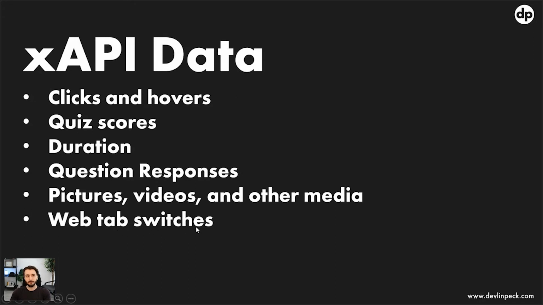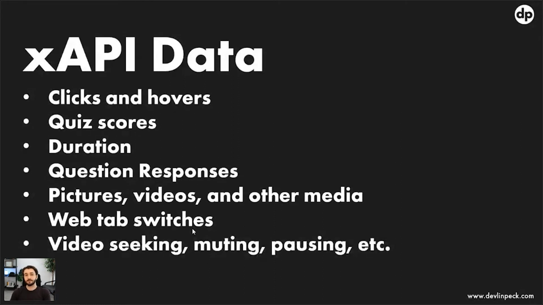Web tab switches. This one isn't as common, but you definitely can do it. You can see every time someone unfocuses your e-learning course or your assessment. So if you find that every time one of your employees or one of your students gets to a new question, they're hopping to a new tab and then coming back a few minutes later, you can maybe draw some conclusions that they're either 1, distracted, or 2, maybe using some outside resources to answer those questions.